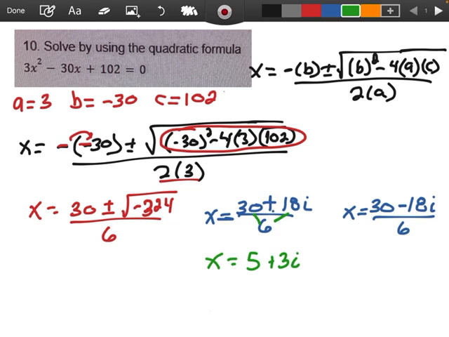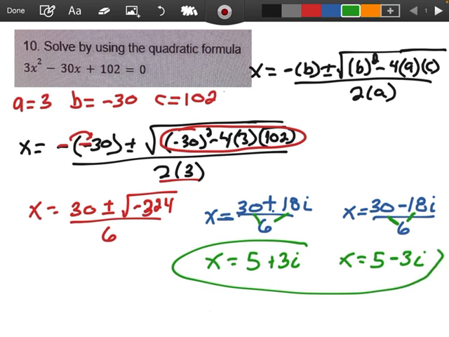And then I'm going to do the same thing over here. X equals, still going to be 5 here. Now it's negative 18 divided by 6, which is negative 3I. And those end up being my answers. So once again, I cannot do the square root because it has a negative there. So I get rid of the negative, and I just do 324, and that's where I got the 18. And then that negative sign ends up being the I. So that ends up being where the negative comes from.